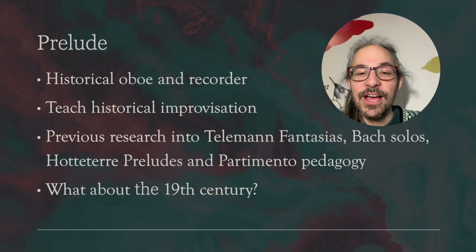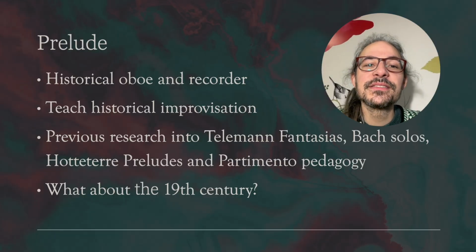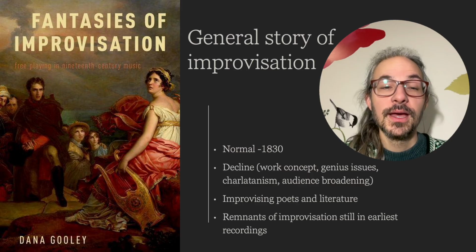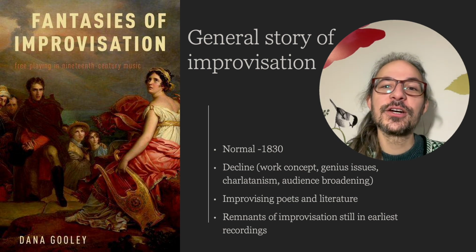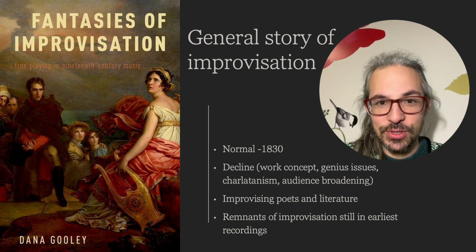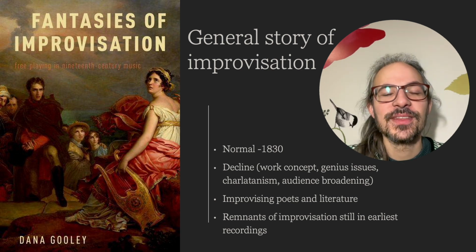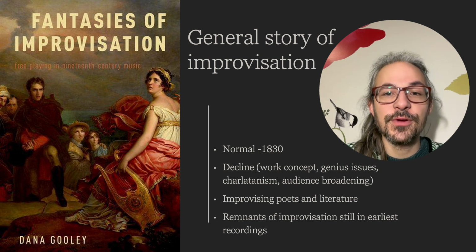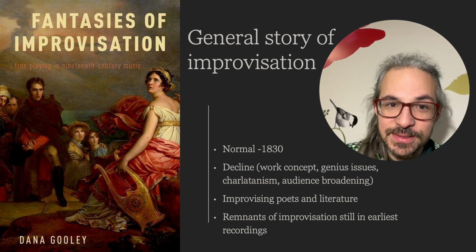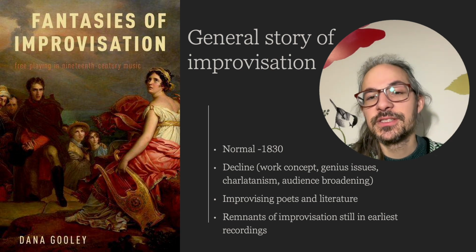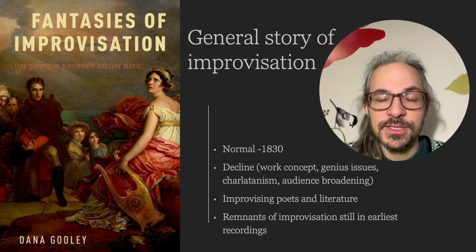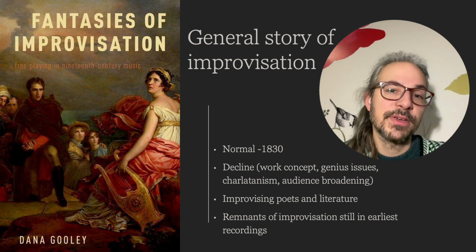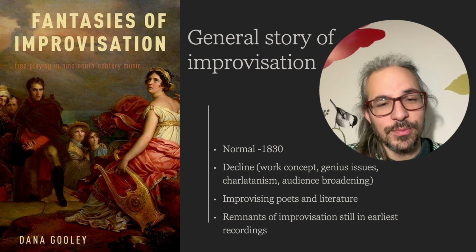So previously I have mostly researched Baroque practices, but what about the 19th century? To find out more about this, we could start off with Dana Gooley's fantastic book, Fantasies of Improvisation. In the introduction, Gooley describes how improvisation was still a normal part of music's life up until about 1830. Preludes, theme and variations, cadenzas, ornamentation and freer fantasias were still staple diets. And Gooley then finds a decline into 1850, and a dying out from then on.